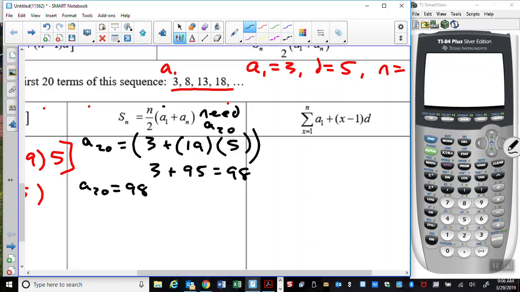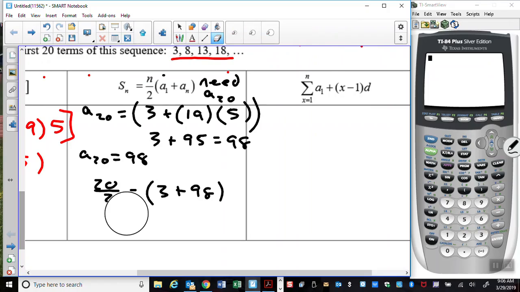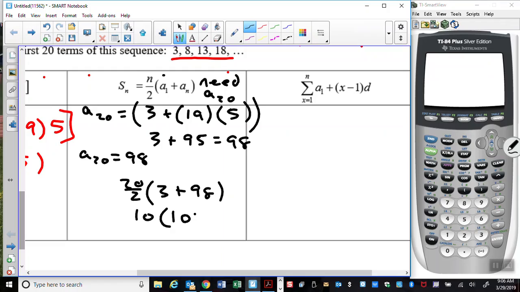In this case, we're using that for a sub n. n over 2, so 20 over 2 times 3 plus 98. So it's 10 times 101. And like I said, we're going to get the same answer. Again, just different ways of doing it based on the information that you're given.